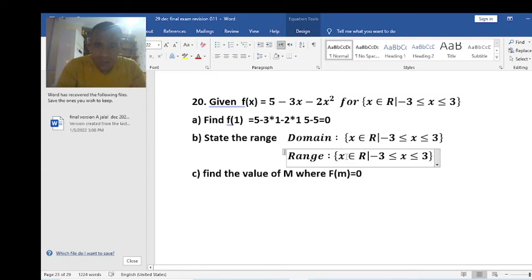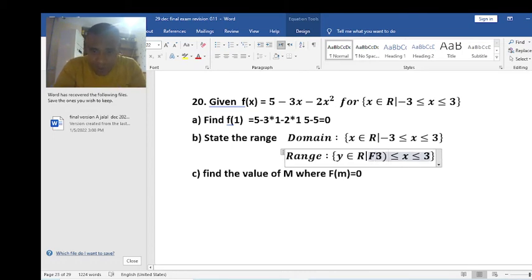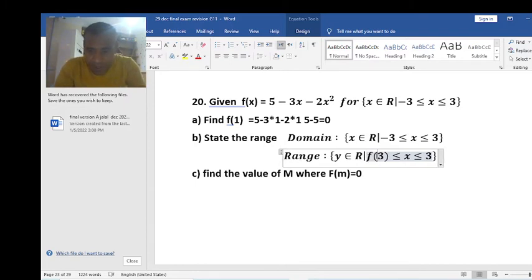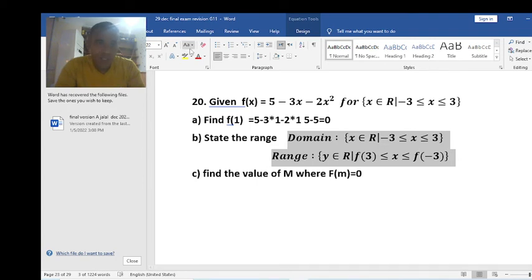Range is y, because we are going to find the value of f of x, which is y, and here f of 3, because simply the function is a decreasing function. Okay, f of 3, and here f of negative 3. Just calculation, learners, you will just find the value of 3 and the value of negative 3, and you write your answer. Okay, this is how you can answer kinds of questions like that.